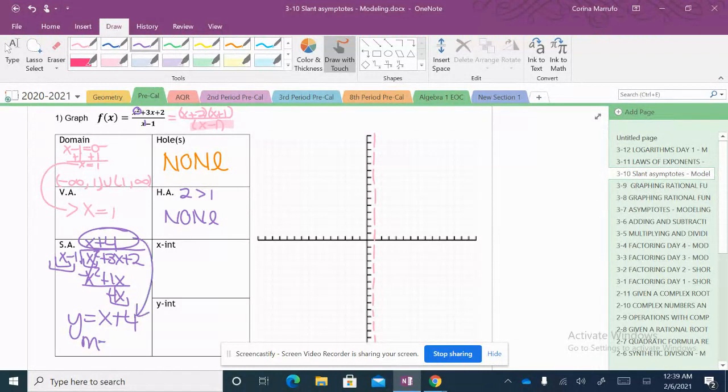Okay, so our m, our slope is going to be 1 because remember there's an invisible 1 in front of the x. And then our b, our y-intercept is 4. So we begin at positive 4 on our y-axis and then we do a rise over run of 1 over 1. Okay, and this is my slant asymptote. Okay, remember this is an imaginary line that our graph follows.